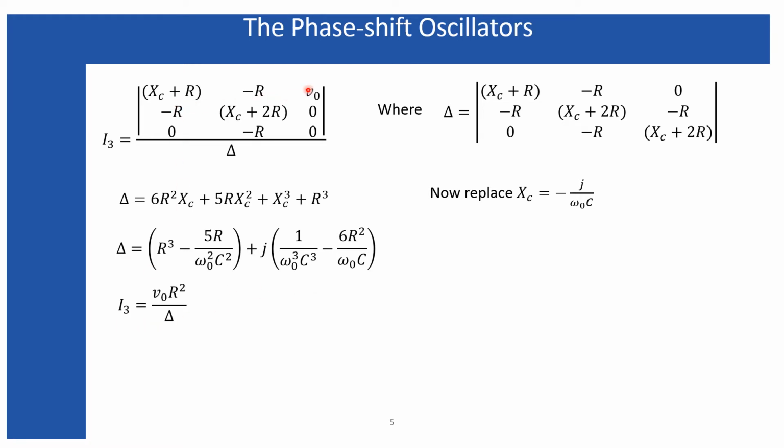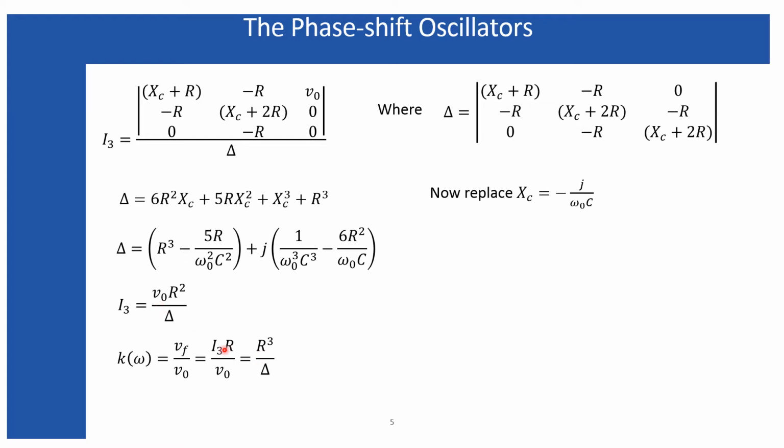Next is finding the determinant for this matrix, which exists at the numerator of this I3. Now since these two elements are 0, only V0 remains, so the determinant will result in this one divided by this delta, and this delta is this one. And since I have defined K in my earlier slide as Vf divided by V0, where Vf is equal to I3 times R, now I have replaced this I3 over here.